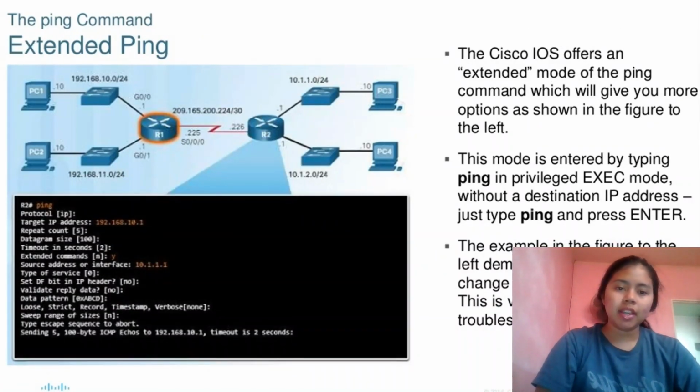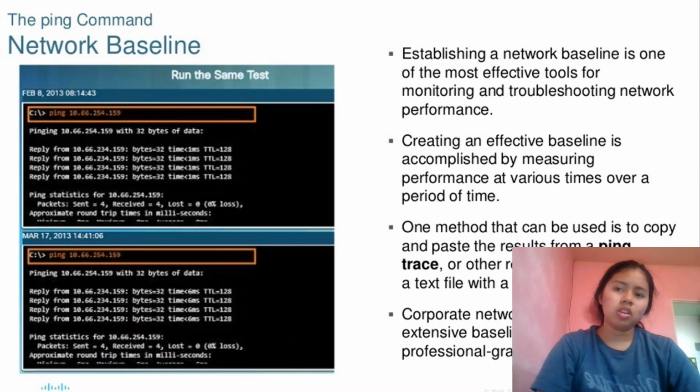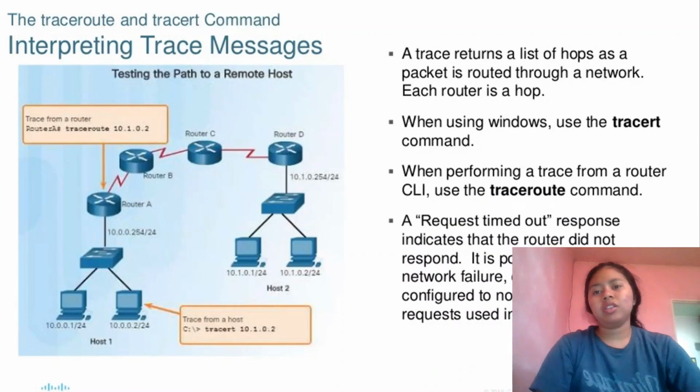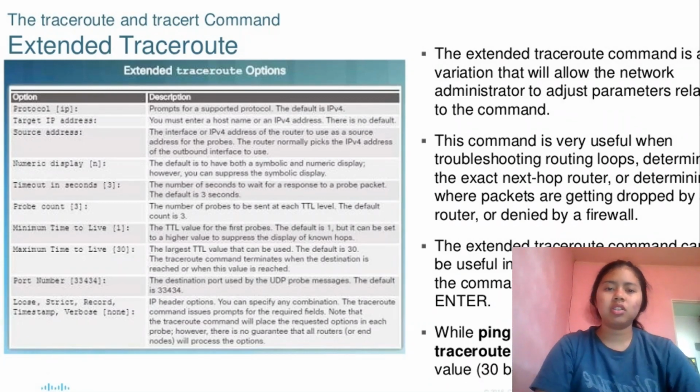Extended ping. This mode is entered by typing ping in privileged EXEC mode without a destination IP address. Just type ping, press enter. Network baseline. One method that can be used is to copy and paste the results from a ping, trace, or other relevant commands into a text file. Interpreting trace message. Extended traceroute.